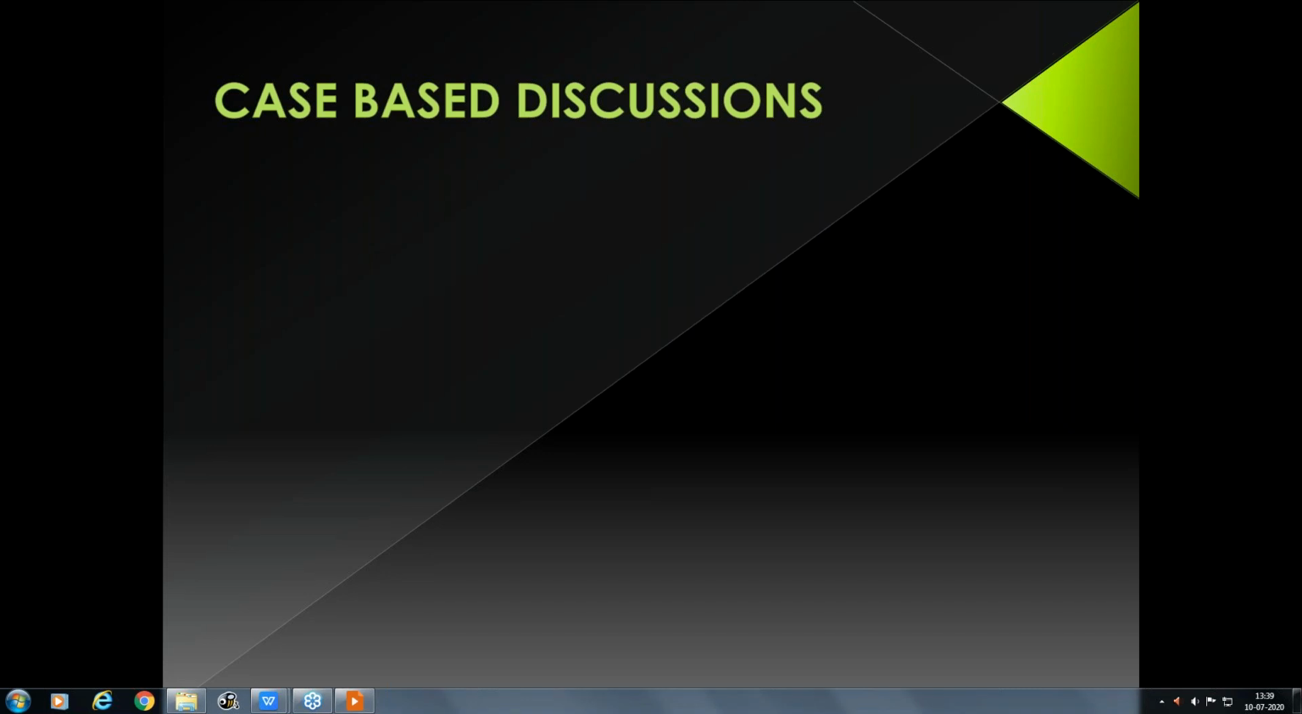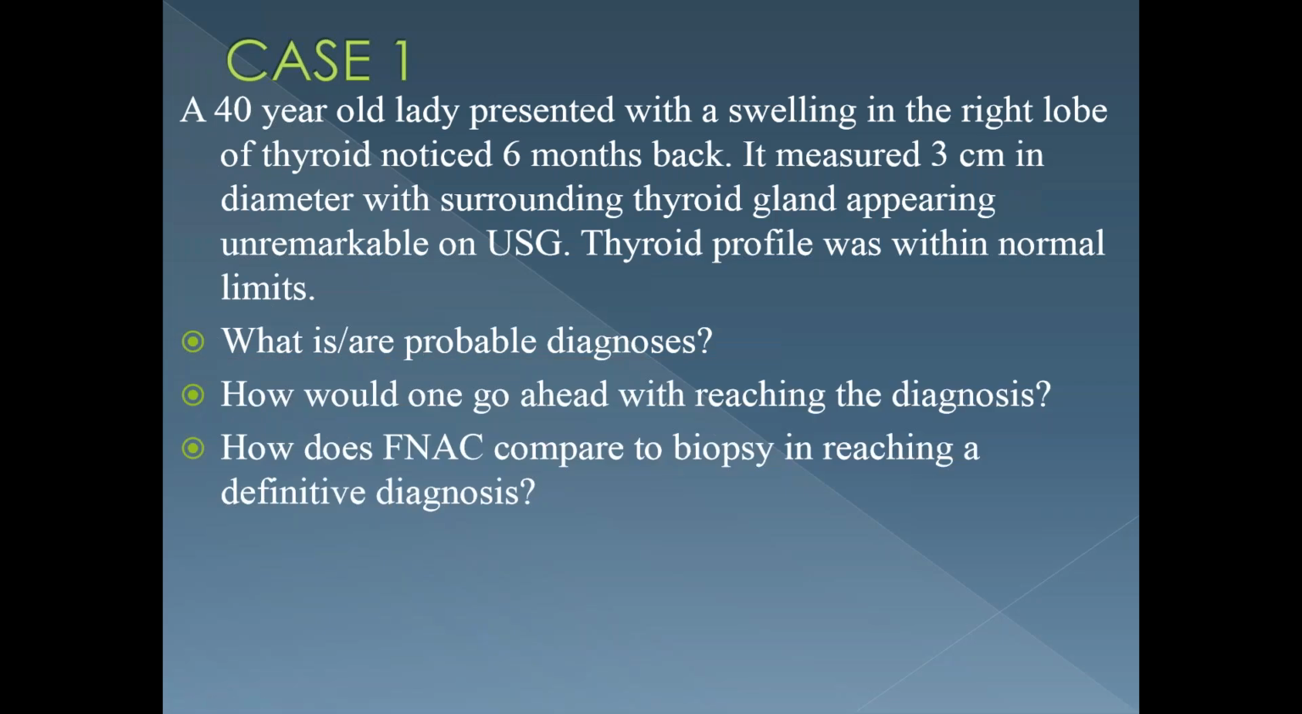Next, coming to the cases for the case-based discussions. The first case is of a 40-year-old lady presenting with swelling in the right lobe of thyroid, noticed 6 months back. It measured 3 centimeters in diameter with the surrounding thyroid gland appearing unremarkable on USG. Thyroid profile was within normal limits. So the questions to be discussed would be: what is or are the probable diagnoses? How would one go ahead with reaching the diagnosis? And how would FNAC compare to biopsy in helping to reach a definitive diagnosis?